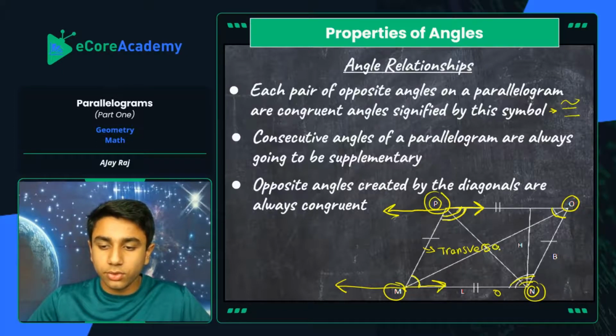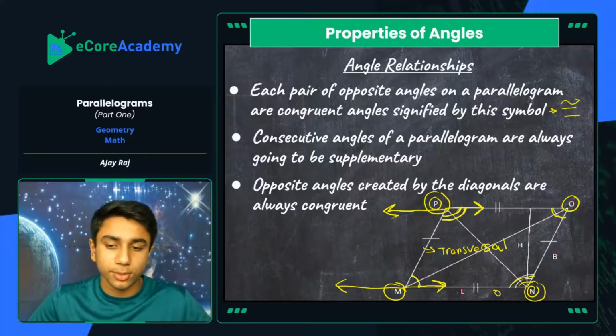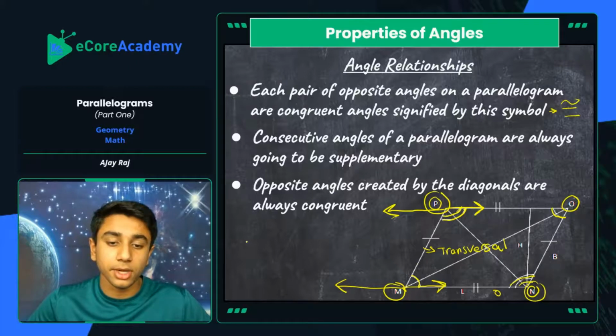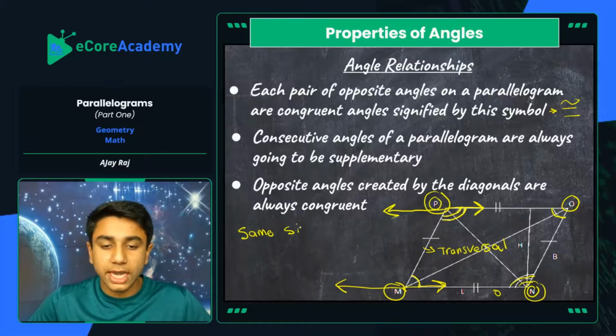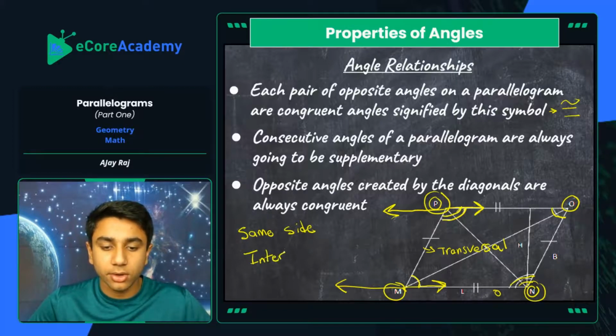So with this transversal created, we know that we're going to have these interior angles. We know that these two are going to be interior angles of this transversal intersecting these two parallel lines. What is something that we know about two interior angles? We know that same side interior angles are always going to be supplementary, so they add up to 180 degrees. And that's the exact reason why all of these consecutive angle measures add up to 180 degrees, because of the same side interior angles theorem.